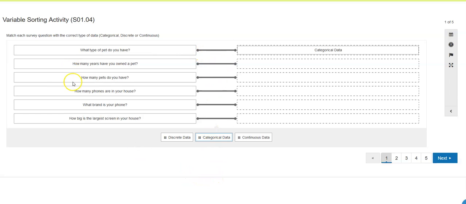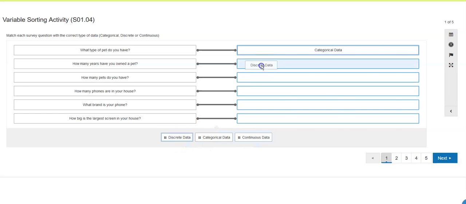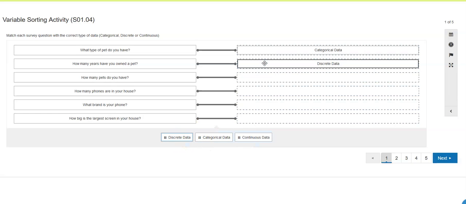Now, how many years have you owned a pet? This is interesting. This is one of those tricky ones because a lot of times years can be continuous, because years can be an exact number like 32.6845 years. But they said how many years. So when you answer this, you're going to say like 1 year, 2 years, 3 years, 4 years. So they just said how many? That is discrete because it's just a set number of years. 1, 2, 3, 4.